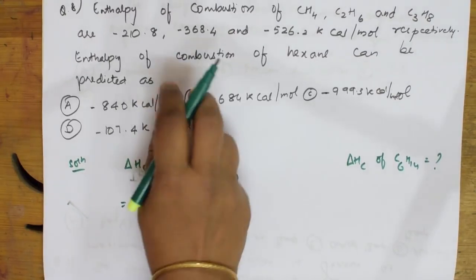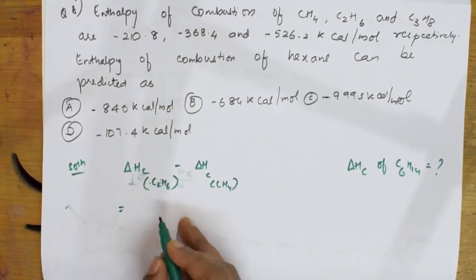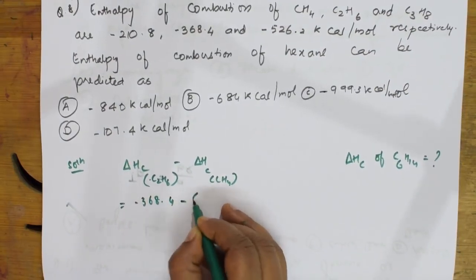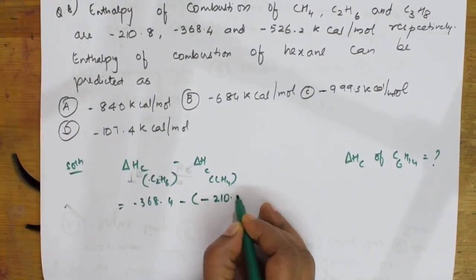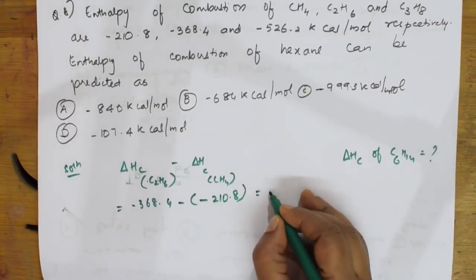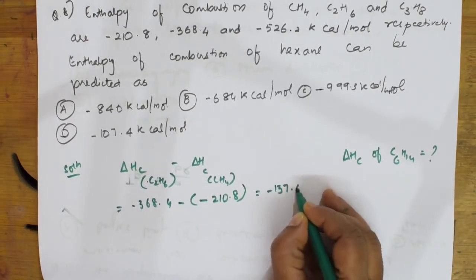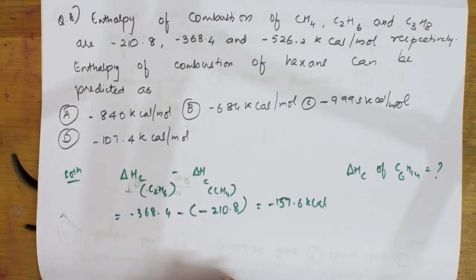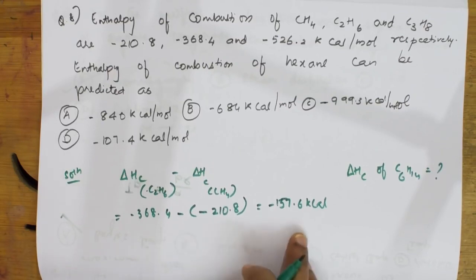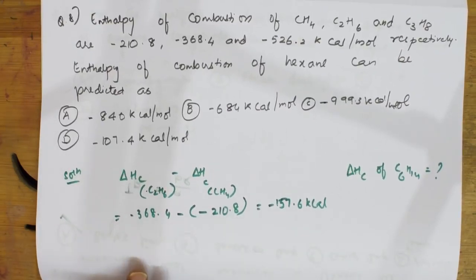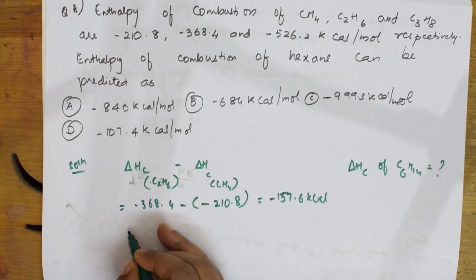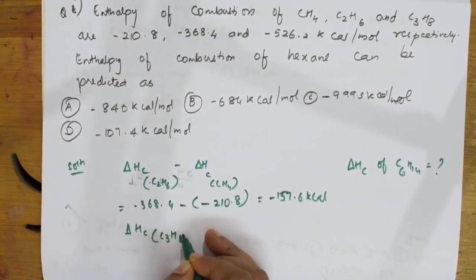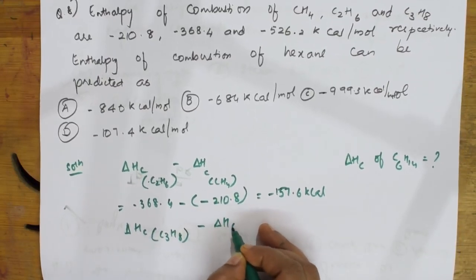How much do I get? How much is enthalpy of combustion of ethane? It is minus 368.4 minus of minus 210.8. How much do I get? I get minus 157.6 kilocalories. This is done. Now, next one. The third one is propane. Now take out this from this value. Let's see. Step 2. Enthalpy of combustion of propane, C3H8 minus enthalpy of combustion of ethane.